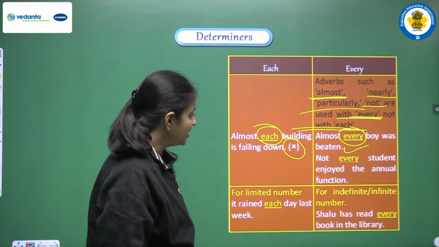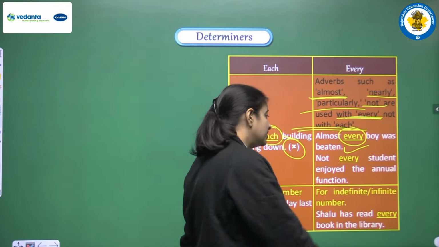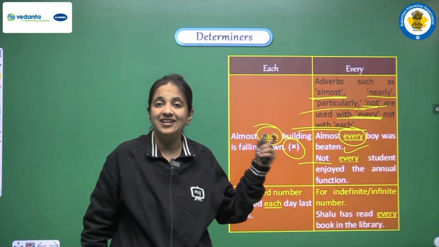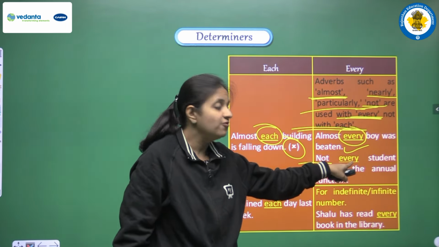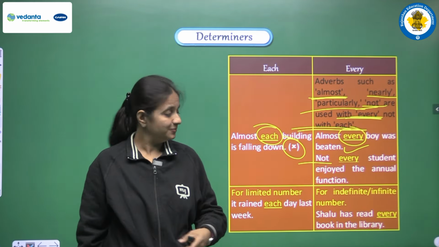One more example that is here is not every student enjoyed the annual function. So we are having not, and not is also there in our list as an adverb. So after not also we have to use every. We cannot use each. Clear?